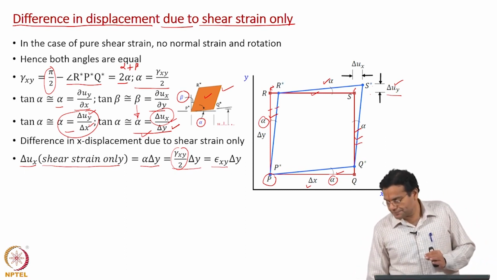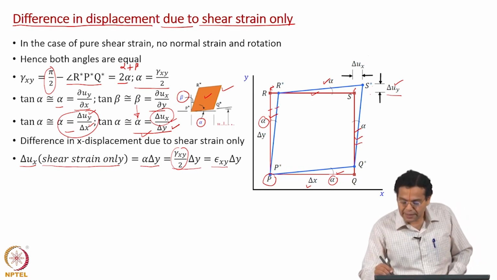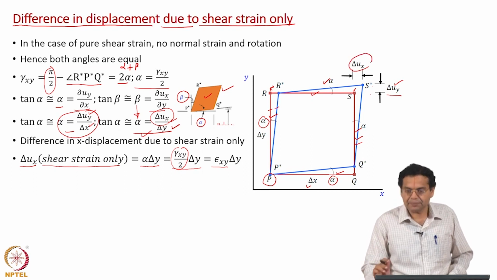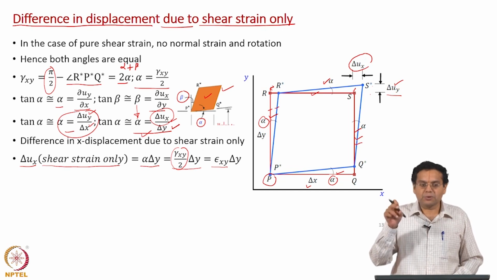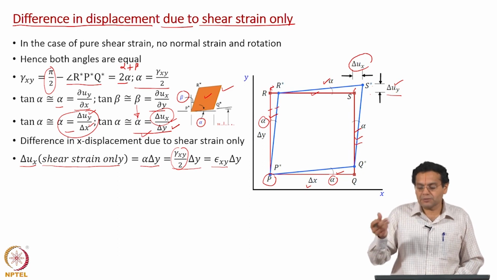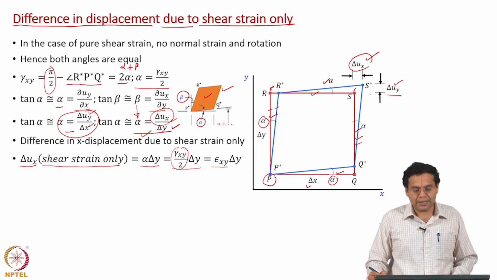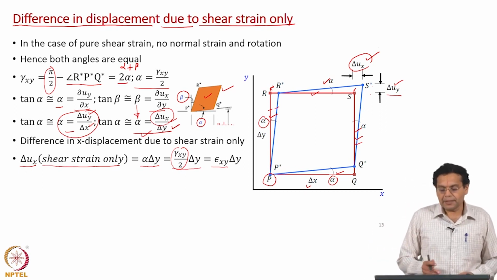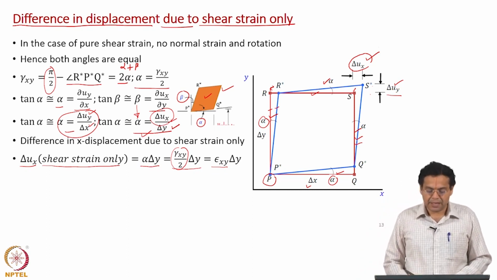You had a plate, it is subjected to shear strain only, then what is the difference in displacement? Delta ux is the difference in displacement. What did we say? That this difference in displacement could be because of normal strain, which I have already discussed, or could be because of shear strain. So, the difference in displacement that can happen because of shear strain in the x direction is given by delta ux, and that is what we have related to the shear strain, half of gamma xy, that is gamma xy by 2 into delta y.